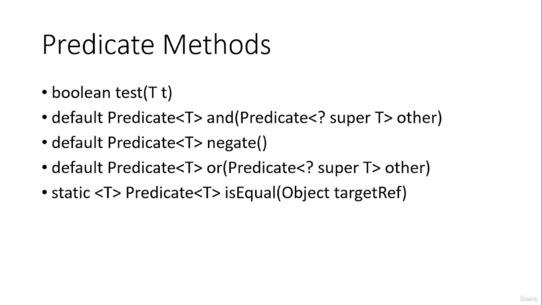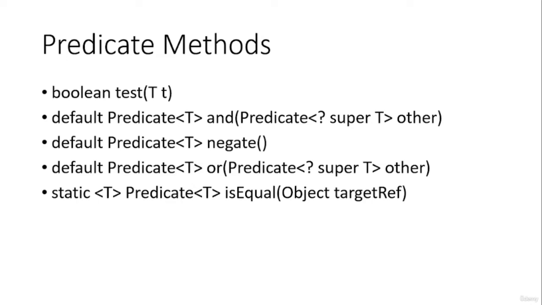So now let us discuss some of the methods which are present in the predicate. There is an and method, the test method which we already know, which will be used for implementing the lambda expressions based on the particular test method. And after that there are or and negate methods, and an isEqual method. So there are different methods present in the predicate, and the only abstract method is the test method, which is our key method. So let us go to the programming part.